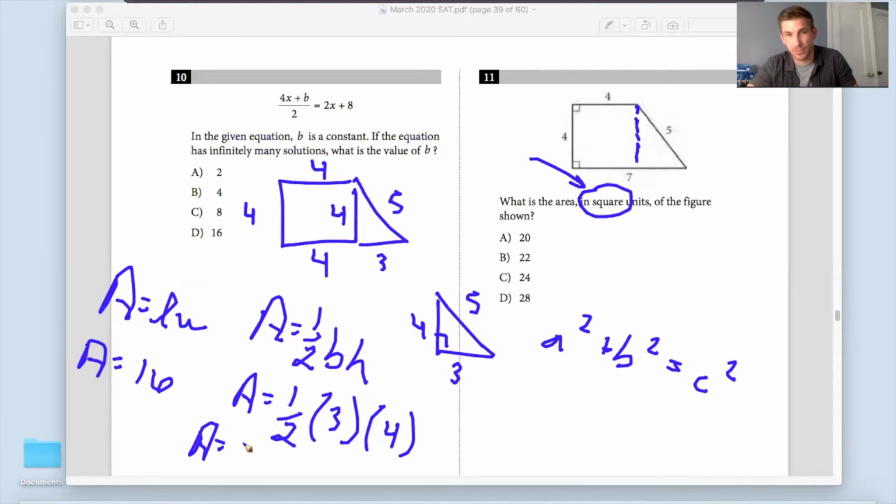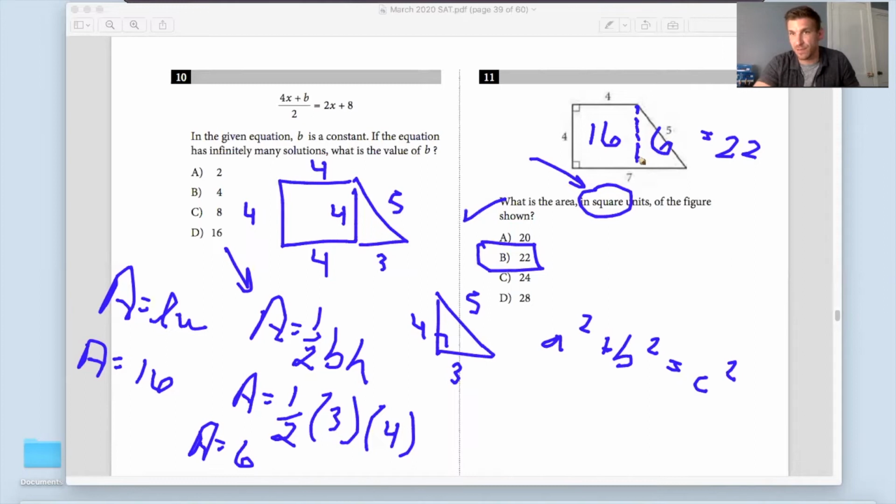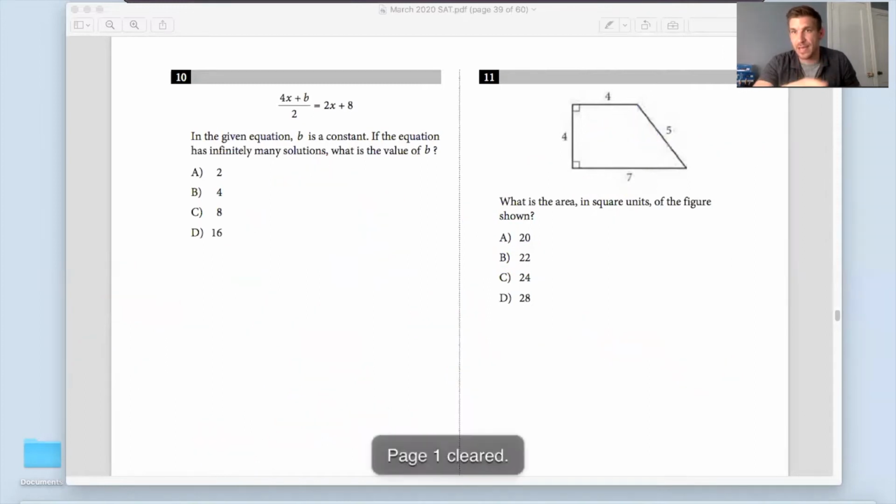So area equals 6. But notice it says, what is the total area of everything? So my area here is 6, and my area here is 16. So my total area is going to be 22. B is my answer. Move on. Quick tip: whenever you have an area, pay attention if it's a square, triangle, etc., and then always pay attention to the triangle formula. You're basically trying to figure out how to form triangles within the figure. And because this isn't drawn initially, that is the difficult part.